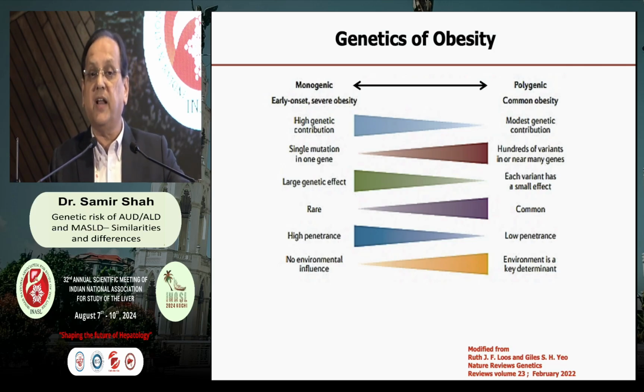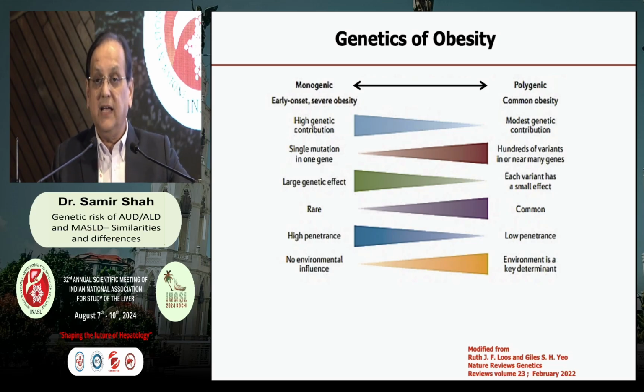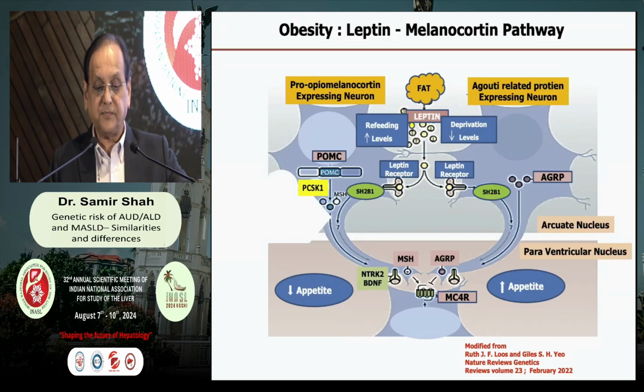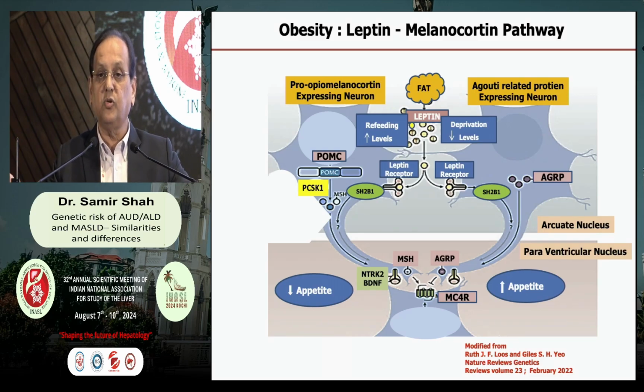Compare that to the common garden variety obesity which we see in day-to-day practice, that is polygenic, compared to the monogenic ones where there is syndromic obesity. Here on the right hand side you see polygenic, the common variety of obesity, where hundreds of variants have been identified. So there is no single gene mutation, there is low penetration of this genetic variation, and environment plays a key factor, unlike the monogenic variety. So in obesity there are two distinct types of genetic penetrance.